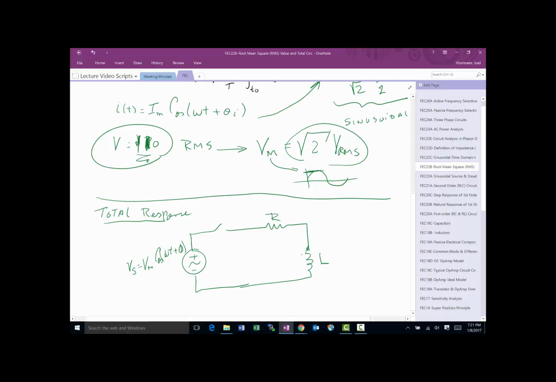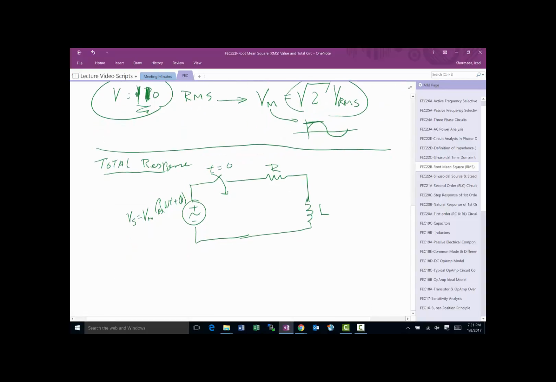Let's say initially the switch has been open for a long time, there's no energy buildup, and at time t equal to 0, we close that. When they close that, we can do a KVL around this loop, with I going to the right, so we can write the equation: minus Vm cosine of omega t plus phi, plus R times I, plus, since the voltage for an inductor is L di/dt, L di/dt.